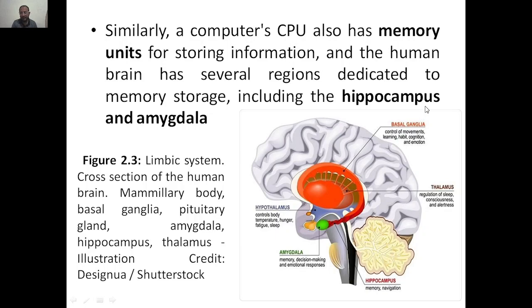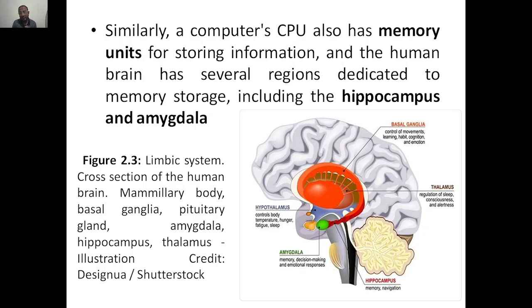Next we have the basal ganglia, which controls movement, learning, habit, cognition and emotions. That means it controls movements and learning aspects. If your basal ganglia is not functioning properly, you cannot learn as fast as a normal human being can learn. And habit, you will have a particular habit, and that is again controlled by the basal ganglia.